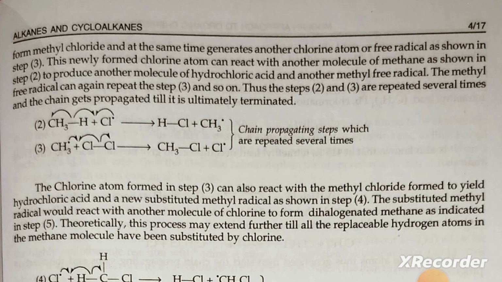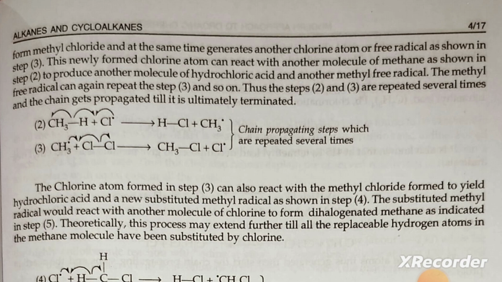Second, CH4 plus Cl radical gives rise to HCl plus CH3 radical. Third, CH3 radical plus Cl-Cl gives rise to CH3Cl plus Cl radical. Chain propagating steps, which are repeated several times.